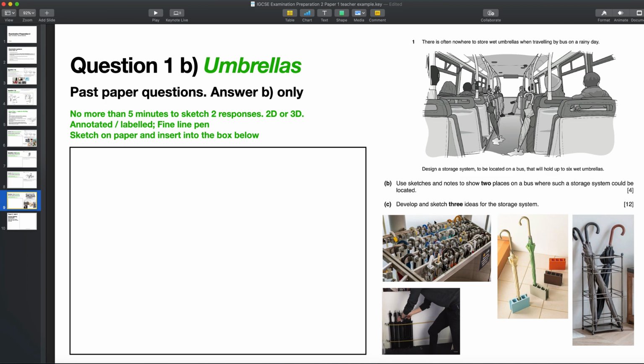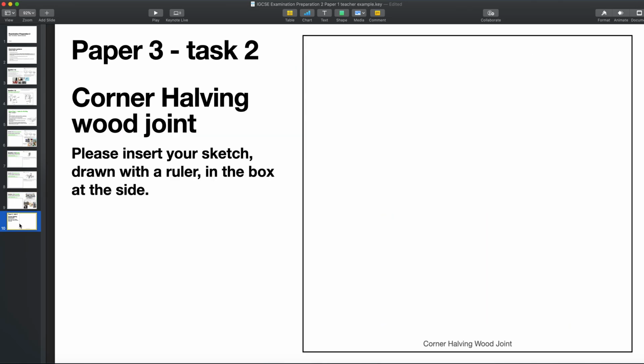And then lastly, again, I've given you a few more clues on this one. Number 9 for umbrellas. Sketches and notes to show 2 places on a bus where such a storage system could be located to hold up to 6 wet umbrellas. So at the bottom right, there's one for just one at home. This is almost like a concrete brick that's coloured that can stand up. This is like a multiple rack one here. That's actually one at the bottom left using bungee cords, okay, like I've just shown you. And then lastly, please insert your sketch of a corner halving wood joint.